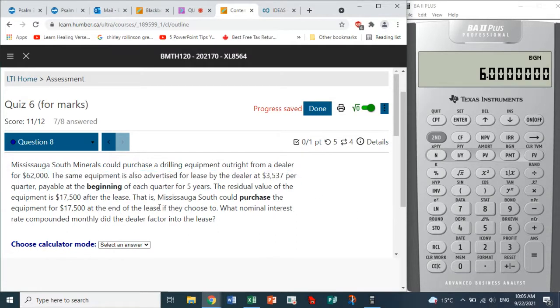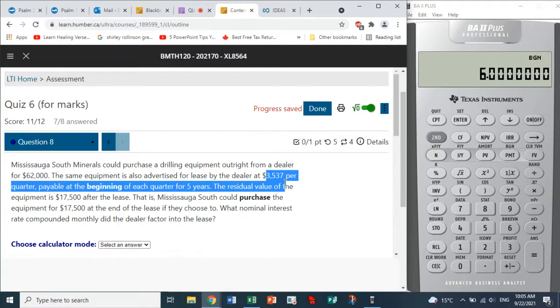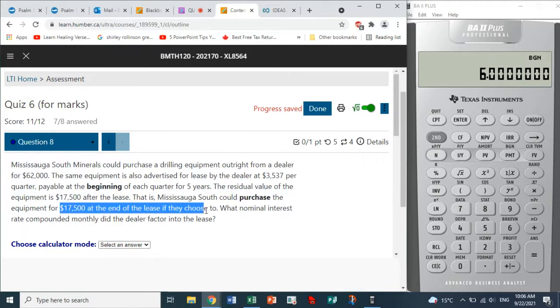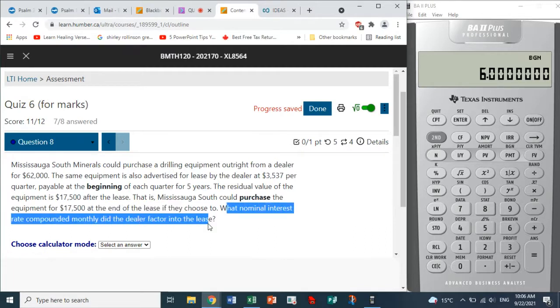Now the equipment is also advertised for lease by the dealer at $3,537 per quarter, payable at the beginning of each quarter for 5 years. The residual value of the equipment of $17,500 after the lease. What that means is Mississauga South could purchase the equipment for $17,500 at the end of the lease if they choose to. What nominal interest rate compounded monthly did the dealer factor into the lease?